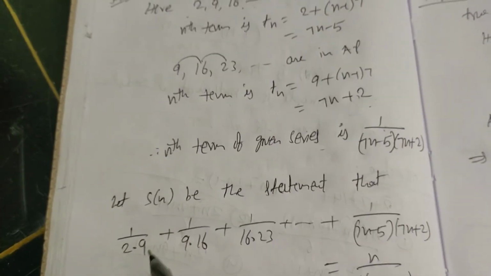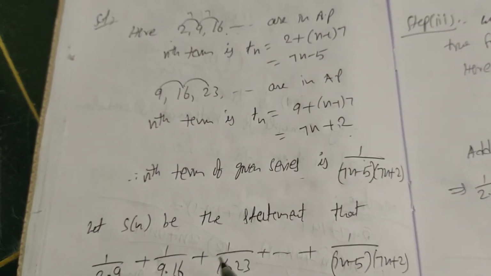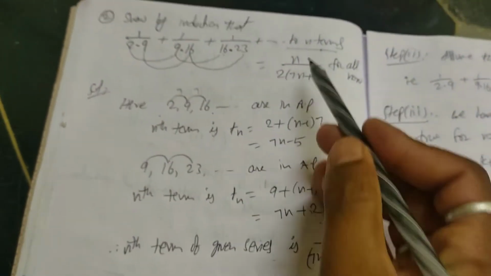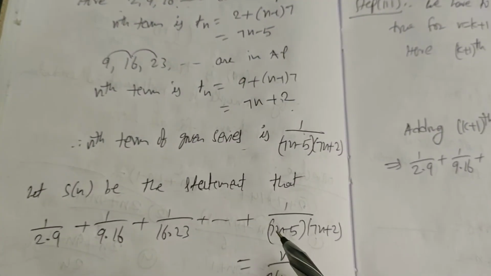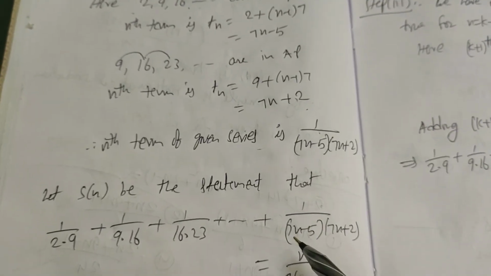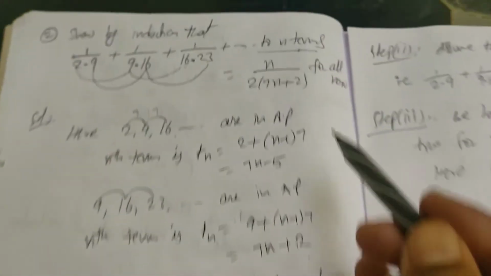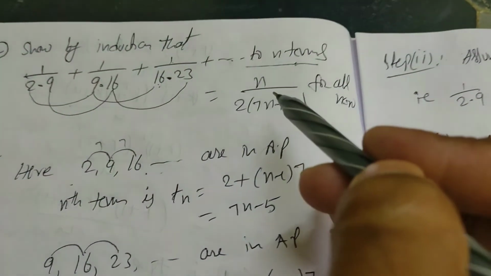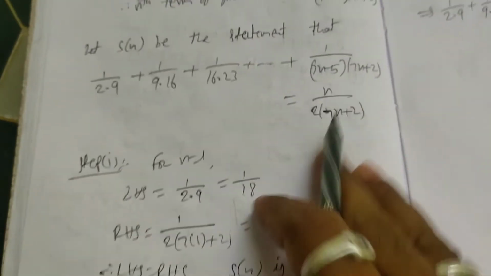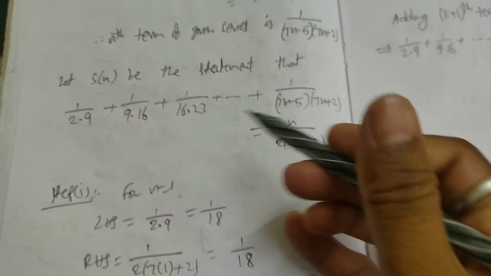Let S of n be the statement that 1 by 2 into 9 plus 1 by 9 into 16 plus 1 by 16 into 23 plus and so on plus 1 by, here in the place of up to n terms, we have to write the nth term. This is the regular procedure for the IPE model. IPE means Intermediate Public Examination. 1 by 7n minus 5 into 7n plus 2 is equal to n by 2 into 7n plus 2. Now you go in 3 steps to prove this.